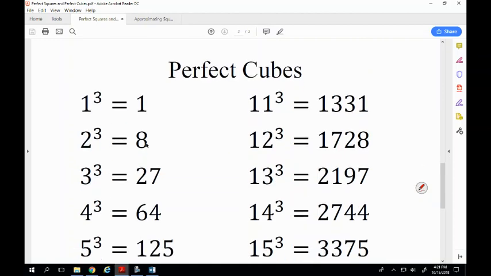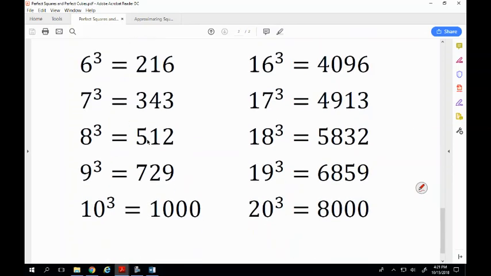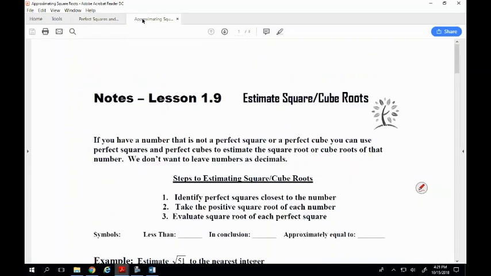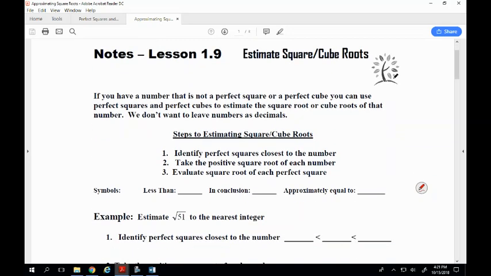Okay, so 1 to the third is 1, 2 to the third is 8, so on and so forth, all the way up through 20 to the third power, which is 8,000. Okay, so we're going to be using this chart to help us approximate square roots in 1.9. Okay, so again, no calculator on this portion of our notes. Okay. All right, so we're going to get to it.